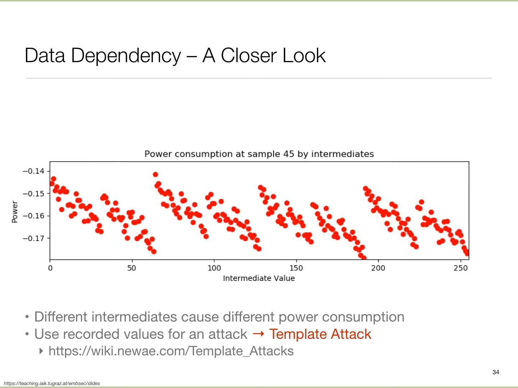What you are seeing here is that now we are looking at that particular sample, sample number 45, the one which was most discriminatory. What we are seeing is the power consumption at sample number 45 for different values of some intermediate variable that is being processed at that instruction. There's some intermediate variable in the program, and that intermediate variable obviously is a function of my secret, otherwise I would not see this, right? And the point is the following: there is a structure to this. It's not as if power consumption is totally random with respect to that intermediate value.